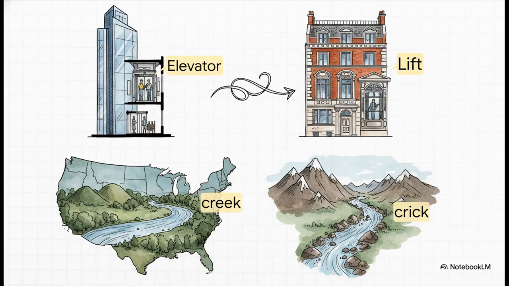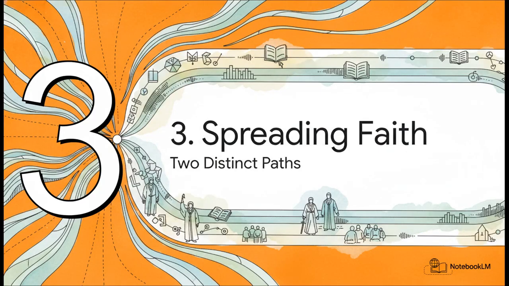And then you get down to dialects. Oh man, this is where it gets really fun and personal. An elevator in the United States is a lift in the UK. A creek in the American South might be pronounced crick up in the North. It's the same language, just with its own unique local signature. So the big takeaway here is that this whole hierarchy lets us trace a language's journey all the way back through time.